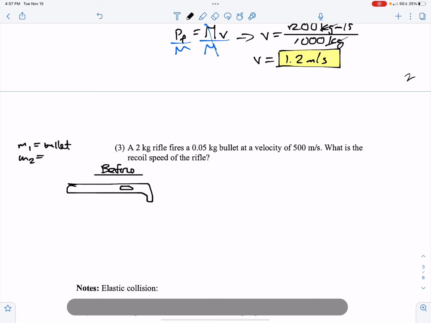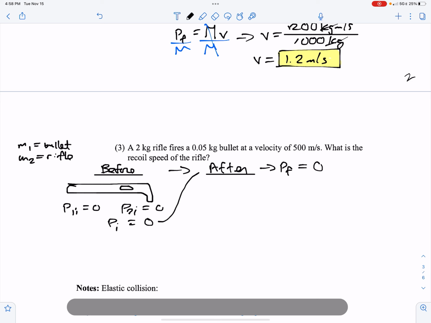Mass 2 is the rifle. Okay. Now, what does this mean? P1 initial, that's the bullet, is 0. P2 initial, that's the gun, is 0. That means P initial is 0. Okay, that's 0. But here's the thing. P total, so after, P final should also be 0, right?